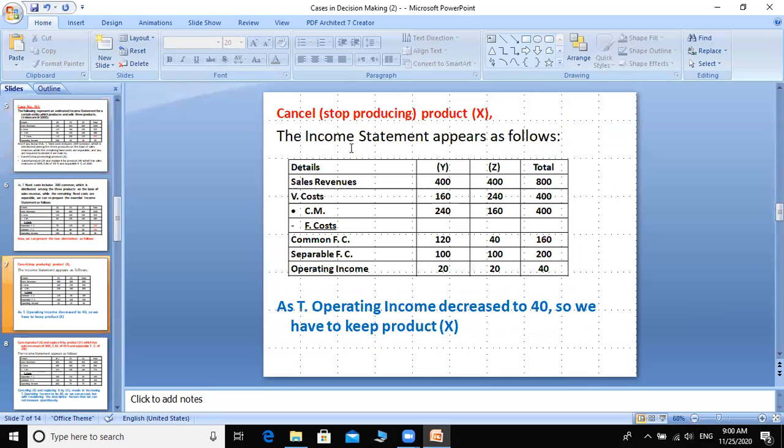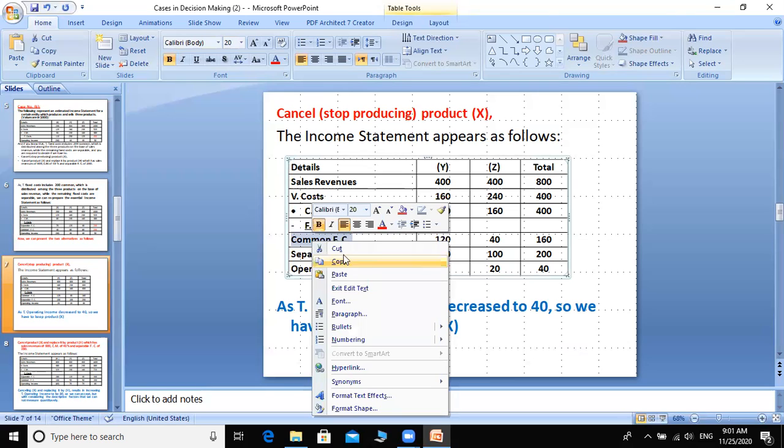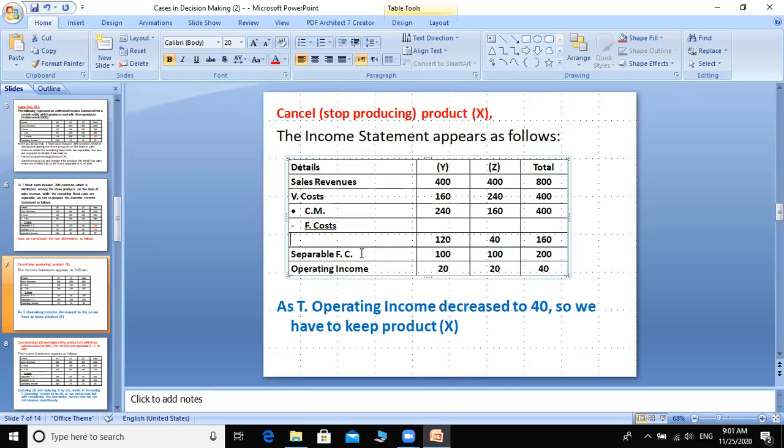The first case, canceling product X. The income statement appears as follows: sales revenue of Y and Z only and their total. Variable cost of Y and Z only and their total. We canceled X. Contribution margin for both Y and Z and their total. Then the fixed cost, the separable cost regarding each is the same. But the common fixed cost will differ. Why it will differ, I will tell you just now.